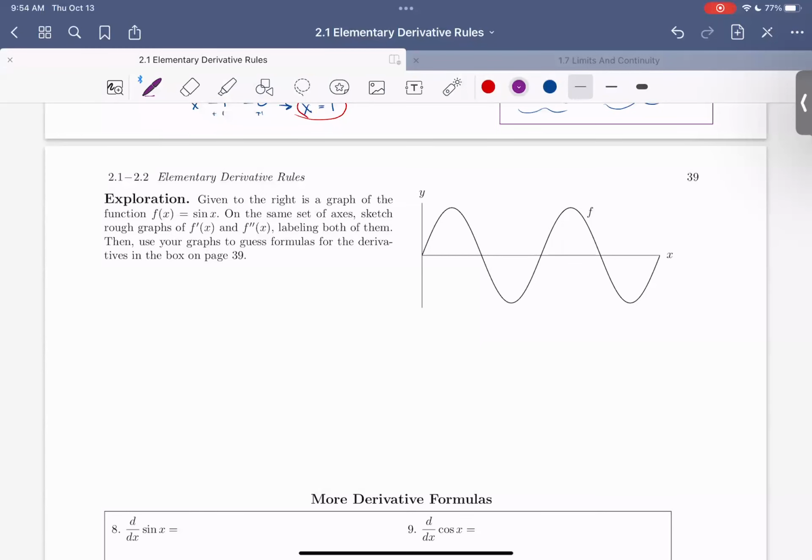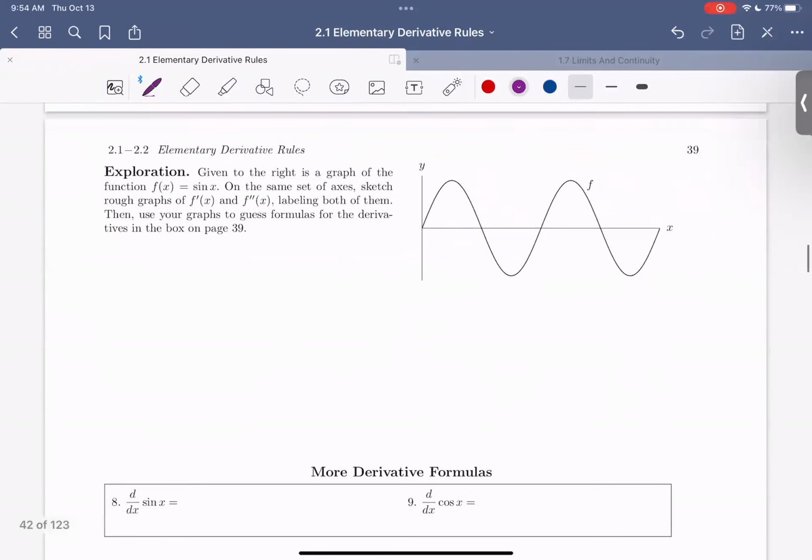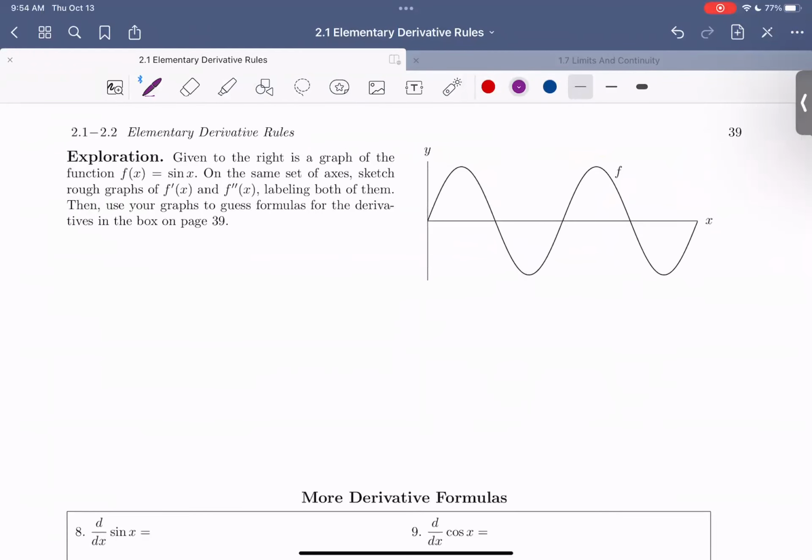Hello, everyone. In this video, we're going to look at our final exploration of section 2.1 and 2.2 on the elementary derivative rules. So go ahead and meet me here in your notes for this exploration.